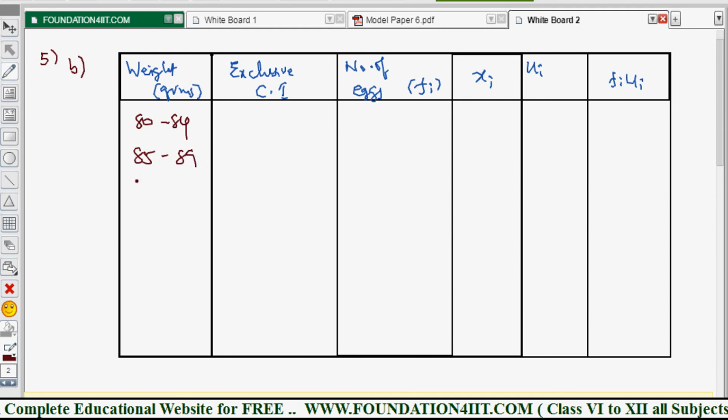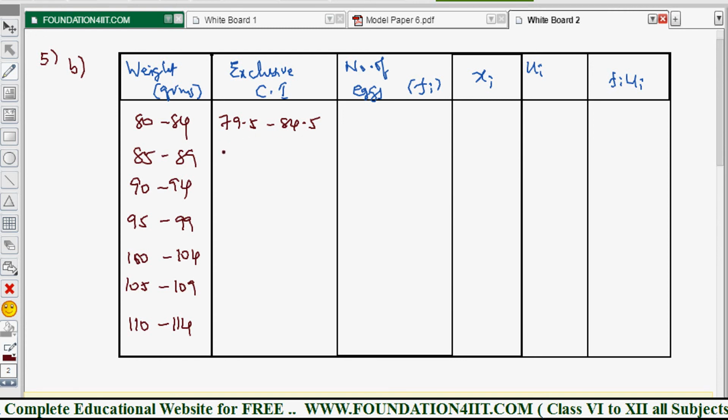Let's take this 90 to 94, 95 to 99, then 100 to 104, 105 to 109, then 110 to 114. This is the weight and frequency is given. If you convert into exclusive case, you should decrease 0.5 and increase 0.5 for both. That means 79.5 to 84.5. Because the difference is 1. 84 to 85 is only 1 difference. So half of the 1 is 0.5.